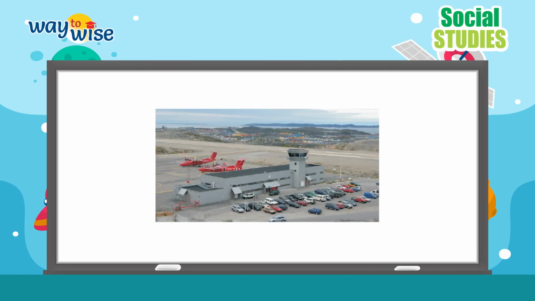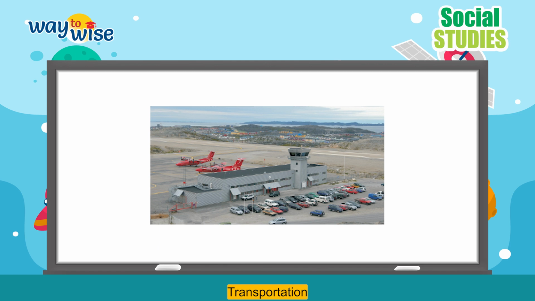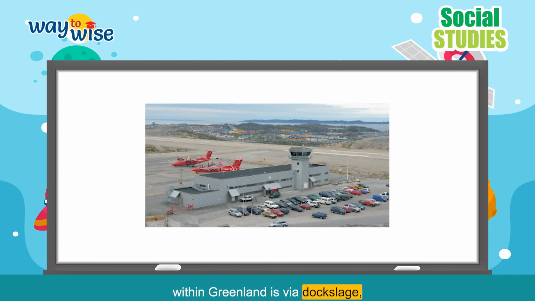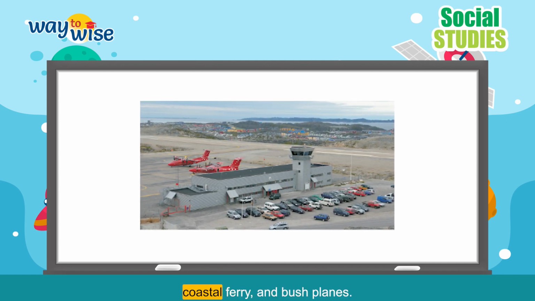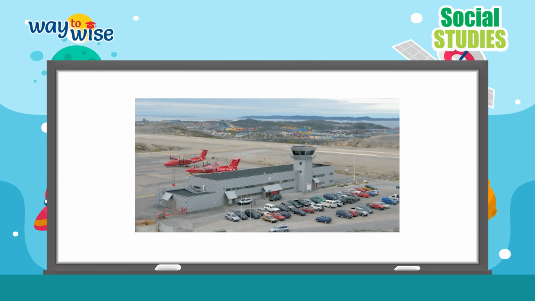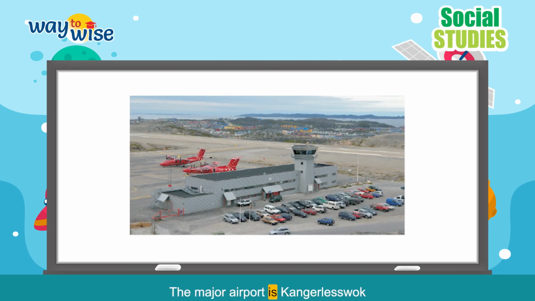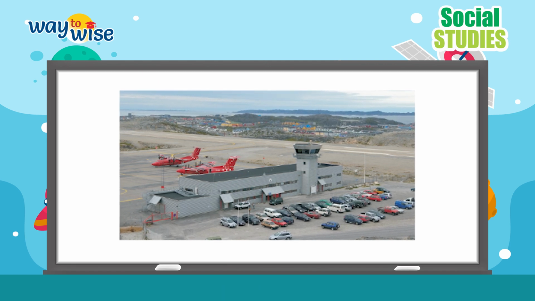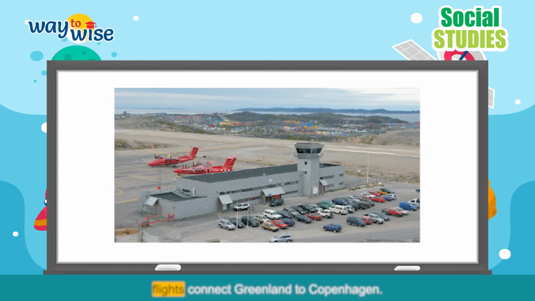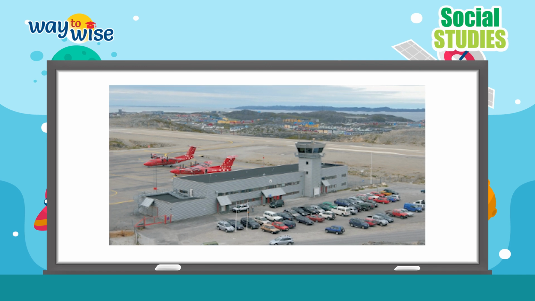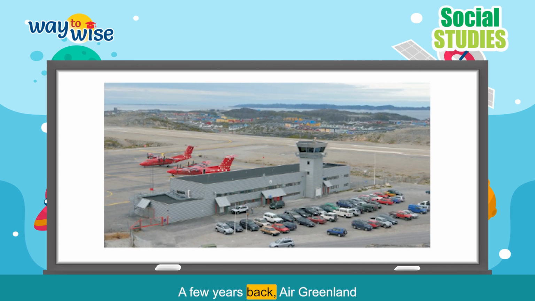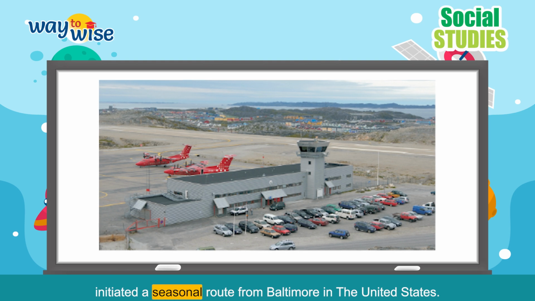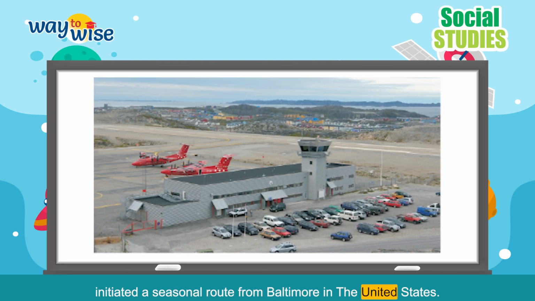Transport and communication. Transportation within Greenland is via dog sledge, snowmobile, coastal ferry and bush planes. The major airport is Kangerlussuaq Airport on the west coast at Kangerlussuaq. Intercontinental flights connect Greenland to Copenhagen. A few years back, Air Greenland initiated a seasonal route from Baltimore in the United States.